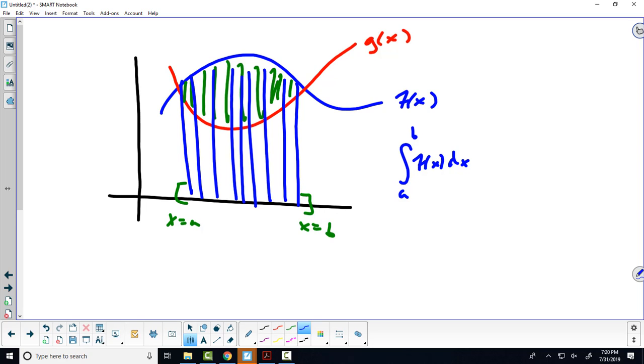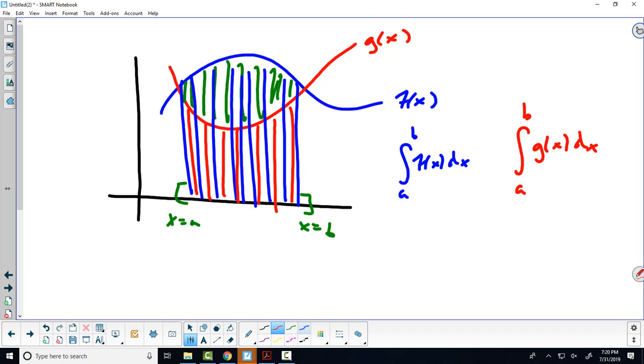So I could find the area underneath the blue curve, using my definite integral as a tool. Then what could I do? I could find the area underneath the red curve. And what would be the area underneath the red curve? It'd be the integral from a to b of g of x dx. That's the area underneath the red curve.